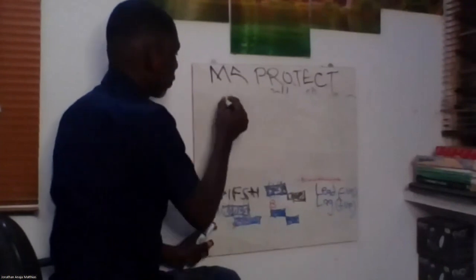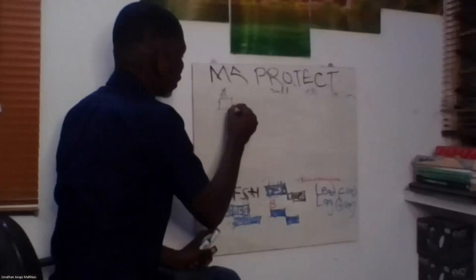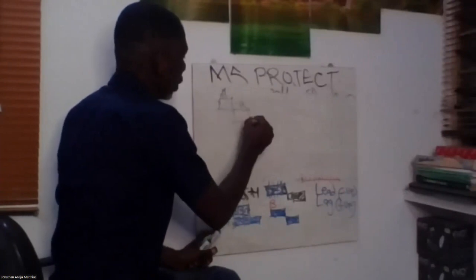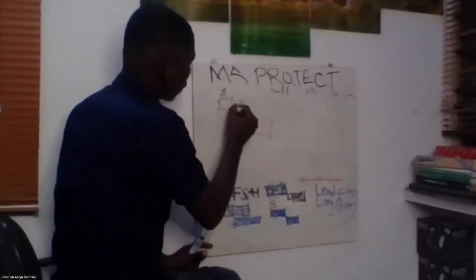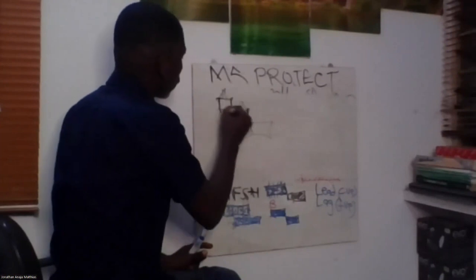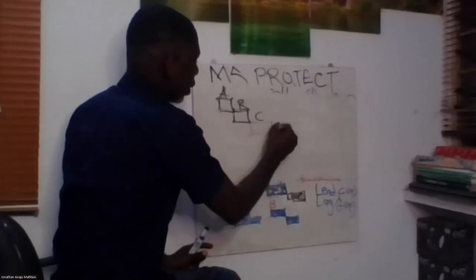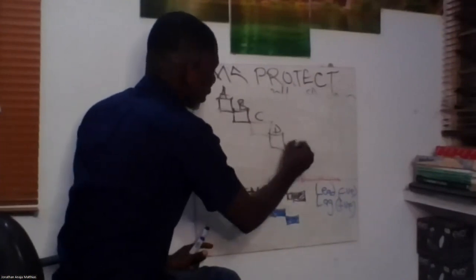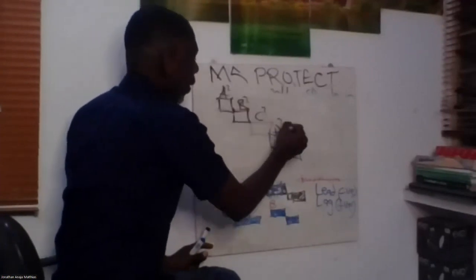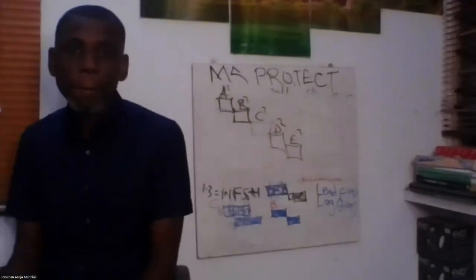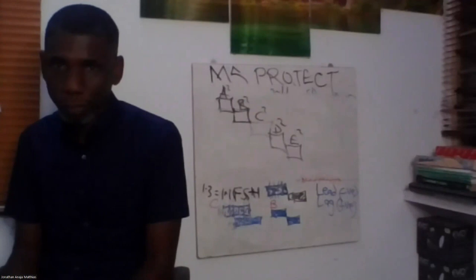If a project, for example, has activity A linked to activity B, linked to activity C, linked to activity D, linked to activity E, and let's say each of them has two days, can we see the board? Yes, sir, we can. Okay, beautiful.